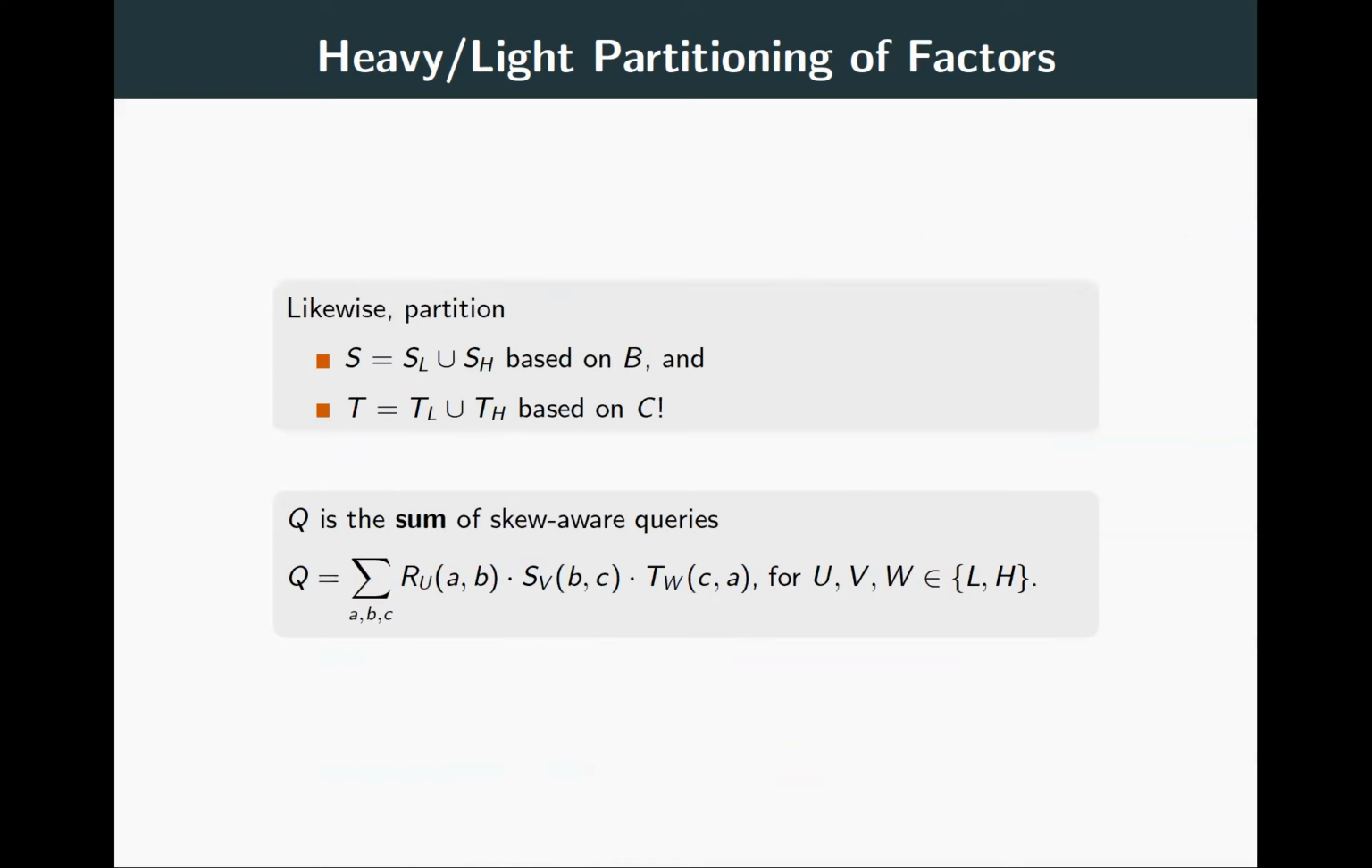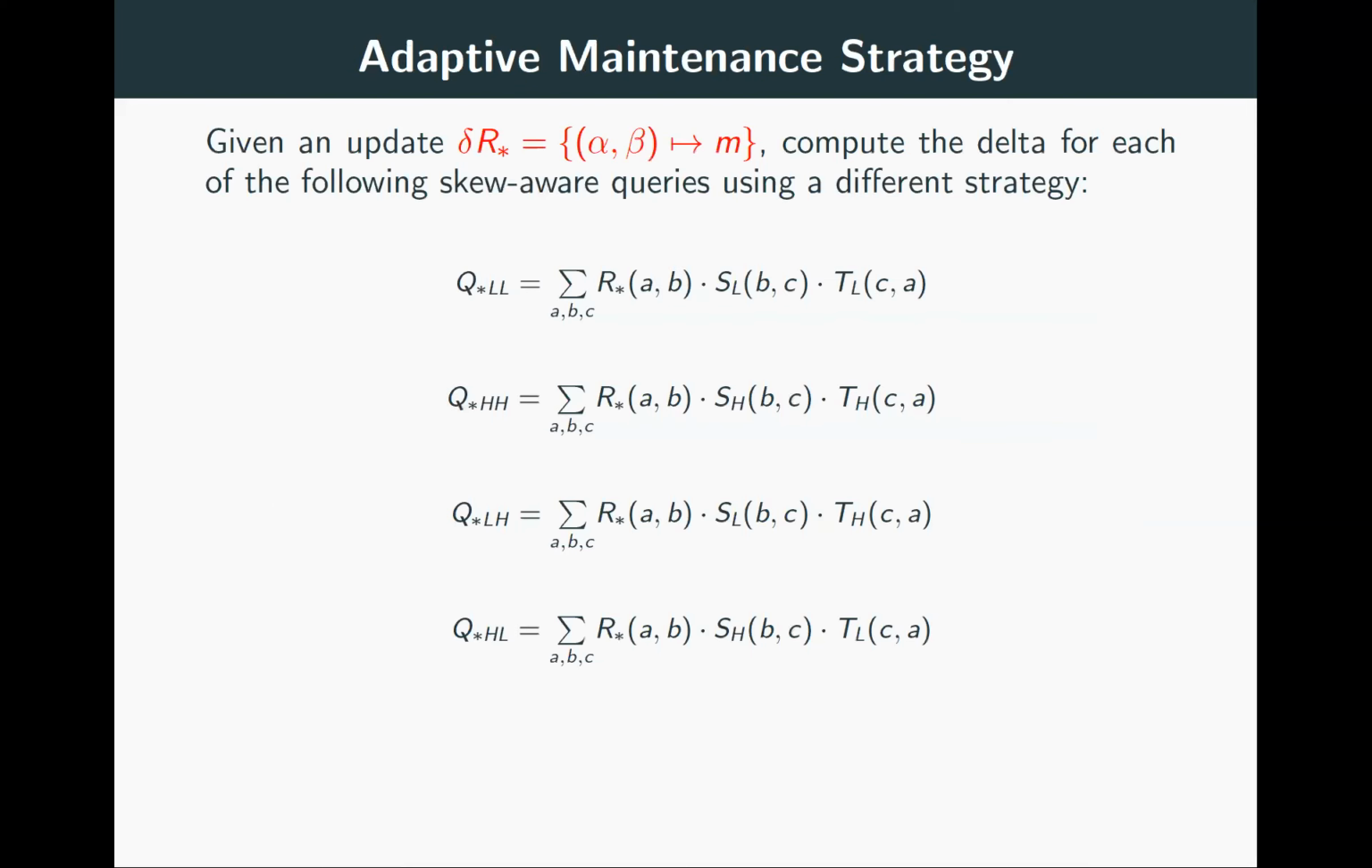So we partition, as I said, S and T similarly, S on B and T on C. So now, instead of having a single query, we have a summation of very many combinations of queries. We have the combination where R is light, S is light, T is light, or R is heavy, S is light, T is light, and so on. So we have 2 per each factor, so we have 8 combinations in total. So potentially we might have to understand how each of the 8 behave.